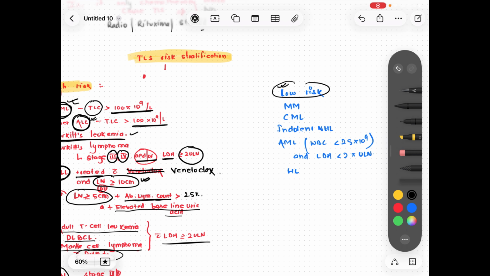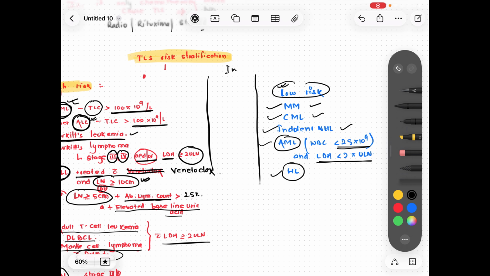In low risk, we have multiple myeloma, CML, indolent NHL, or AML or ALL with WBC count less than 25,000 and LDH less than 2 times upper limit of the normal, or Hodgkin's lymphoma. Revise once more: multiple myeloma, CML, indolent NHL, AML with count less than 25,000, and Hodgkin's lymphoma. These are low risk category. In between these two, we have intermediate risk. We will discuss the treatment plan and the prophylaxis in the treatment section.